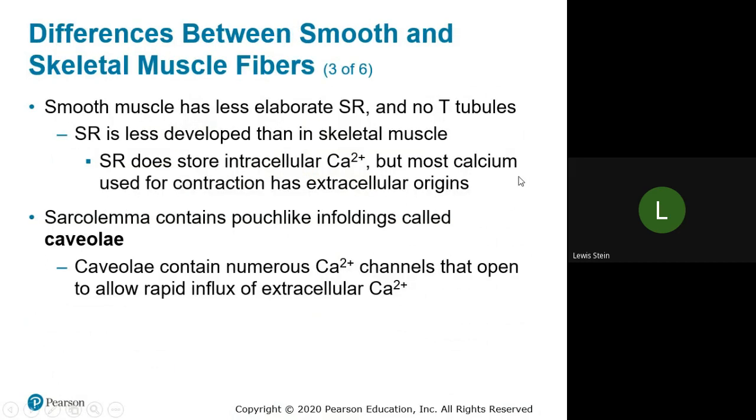So they do not have the elaborate endoplasmic reticulum. They do not have T tubules. They do not have troponins and tropomyosins. It doesn't store intracellular calcium. Most of the calcium, as we commented on, was extracellular. And then these infolds, these caveolae, we touched on a little bit for those that weren't here.